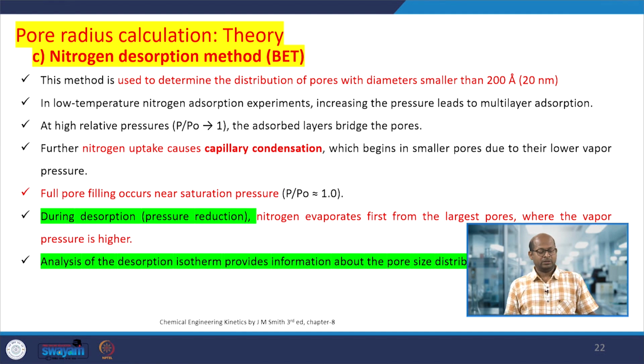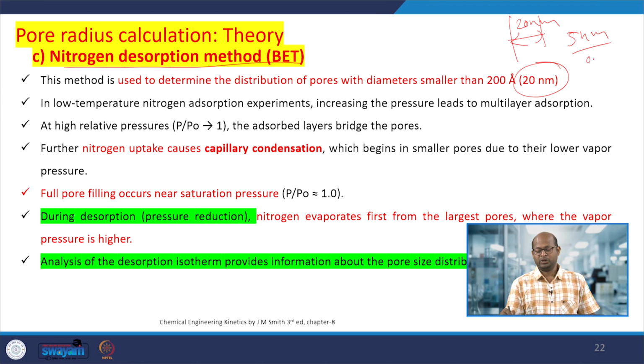Okay. Then the nitrogen desorption method, which we have already discussed. With this method we can easily measure pores smaller than 20 nanometers, or 10 nanometers. If the pore radius is 20 nanometers, we can find 5 nanometers easily, and 0.1 nanometers easily. So pores with smaller diameters, less than 20 nanometers, any kind of pores, we can find easily using the nitrogen desorption method. Okay, we already discussed this method.